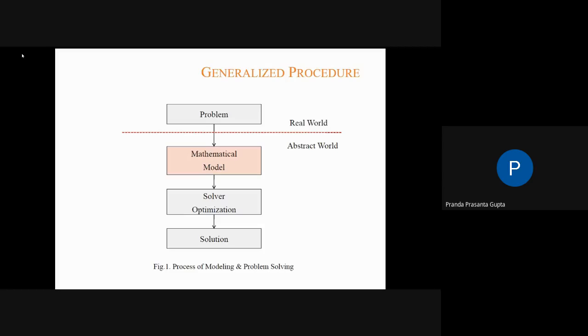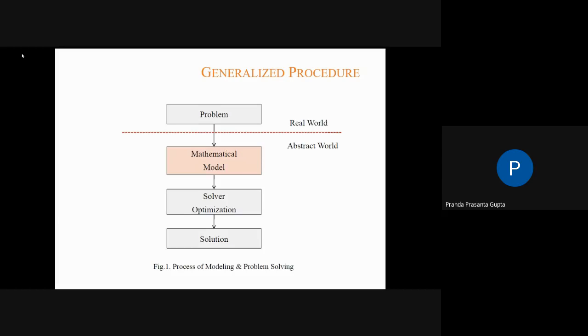Okay, then we have to choose the solver for optimization. Solver optimization means whatever solver we are using. It may be linear programming, it may be non-linear programming, it may be quadratic programming, whatever solver optimization we are taking, then we have to get the solution. So these are the general procedures which we have to follow for research work in GAMS.